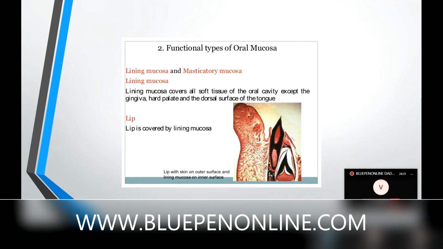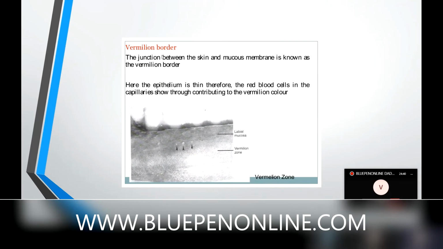So, coming to lining mucosa: it covers all soft tissues of the oral cavity except the gingiva, hard palate, and dorsum of the tongue. Lips are covered by lining mucosa. Vermilion border: the junction between the skin and the mucous membrane is known as the vermilion border, corner of the lip. Here the epithelium is thin, therefore the red blood cells in the capillary show through, contributing to vermilion color.